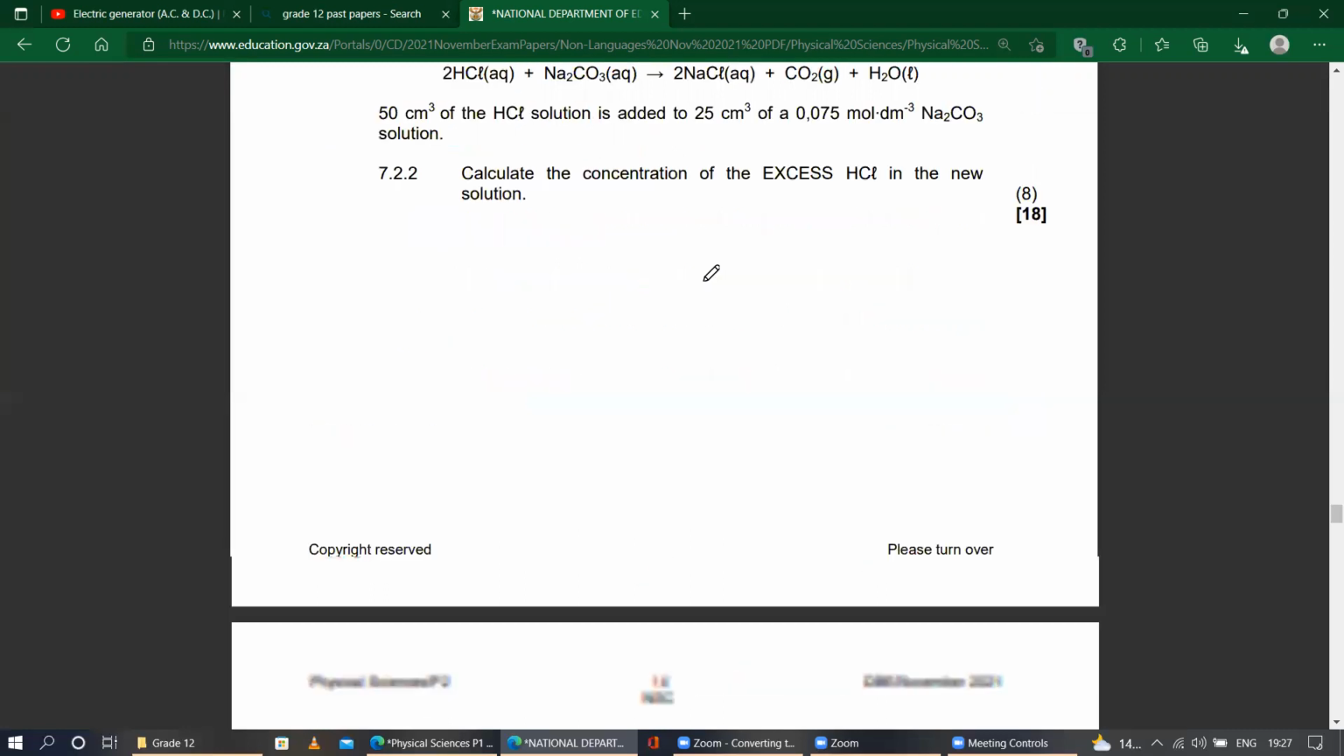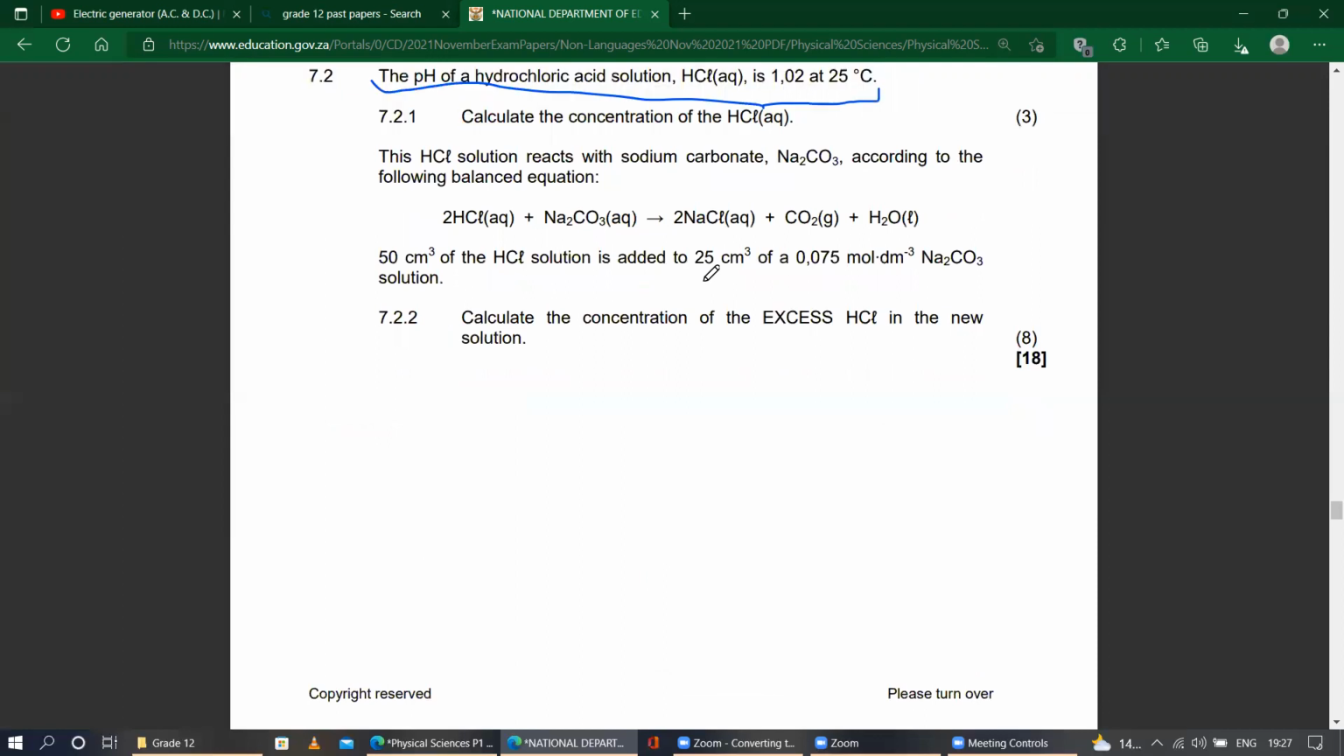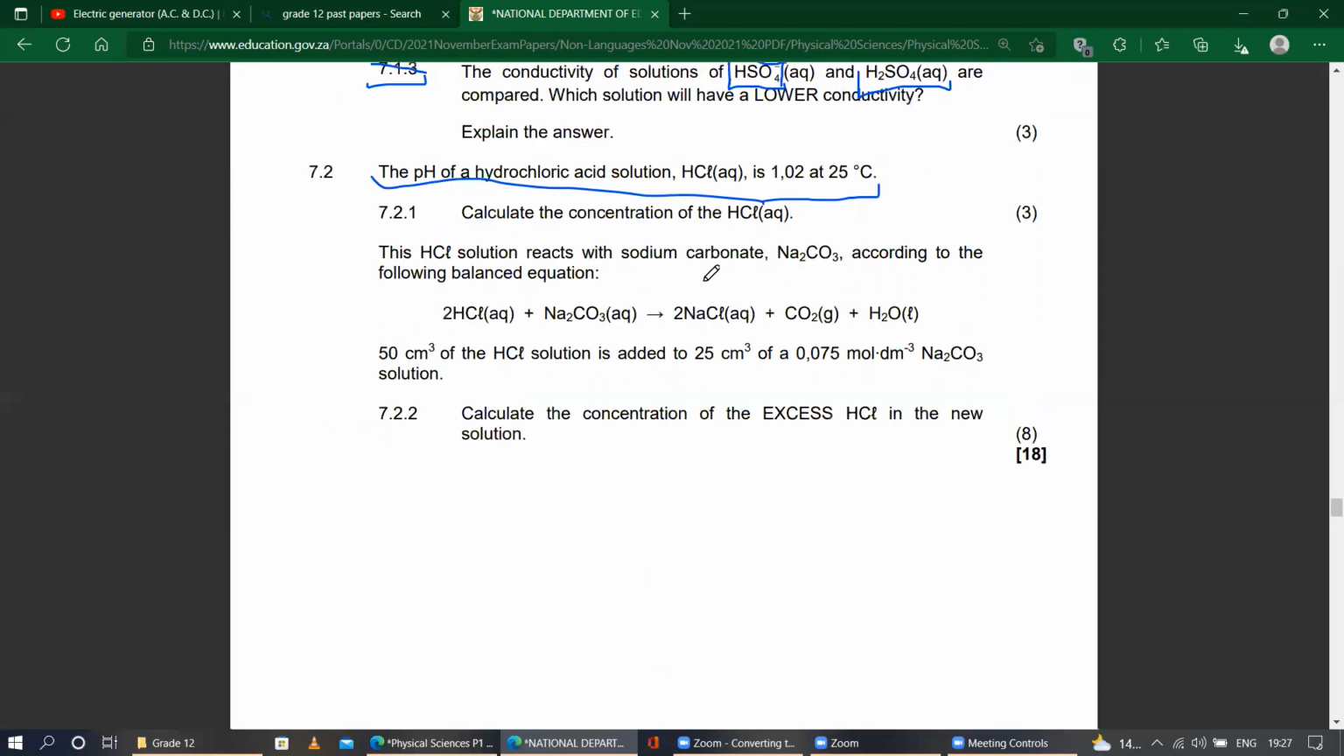How many marks is this question? It's 3. Yeah, 3 marks. It should be simple. Do you guys know the relationship between concentration of an acid and the pH? Sorry.